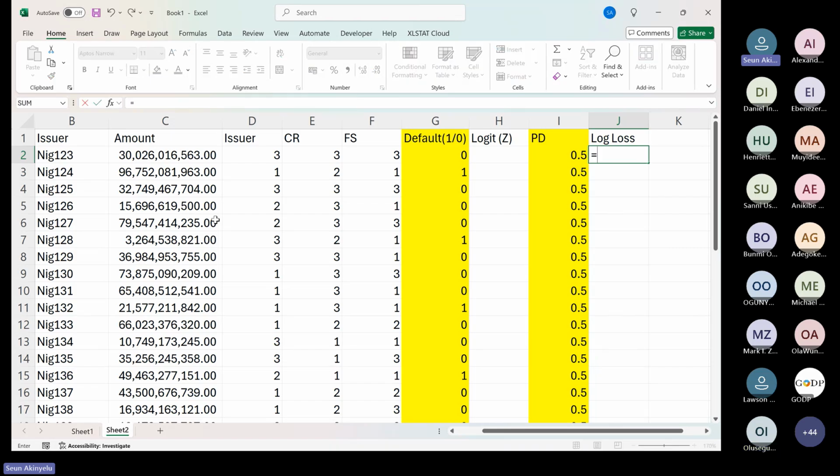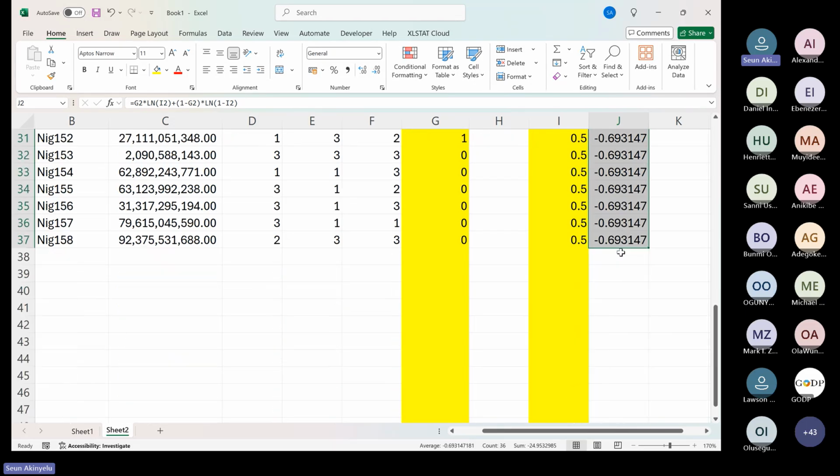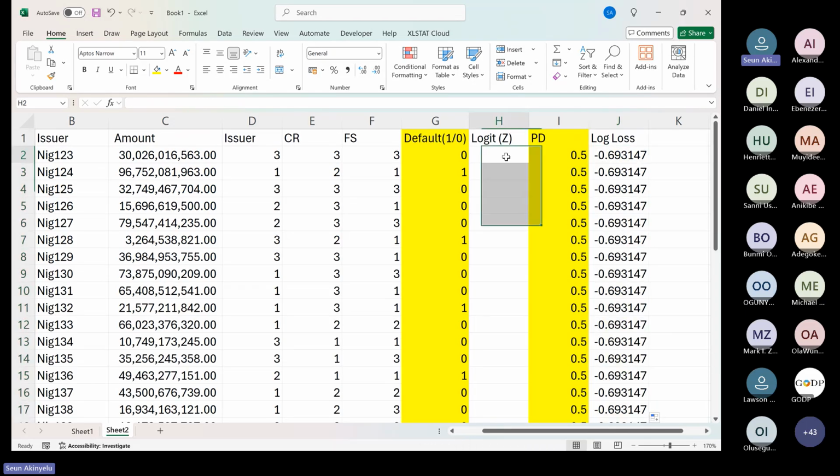It is equal to default or no default times natural log. If you type LN in Excel, it will give you natural log. Natural log of expected PD plus 1 minus actual default times natural log of 1 minus expected. You can Google it. That's the way you calculate log loss. And that is the log loss I've calculated on this side. Remember, what I want to calculate is PD.